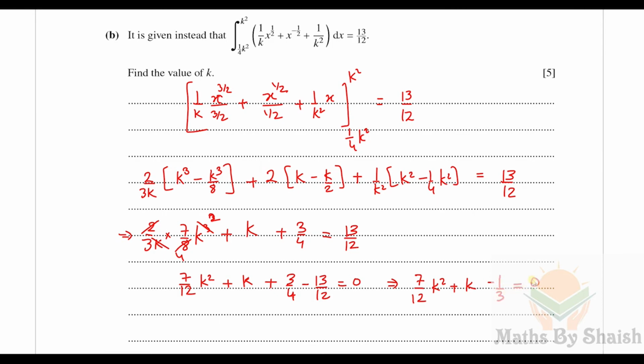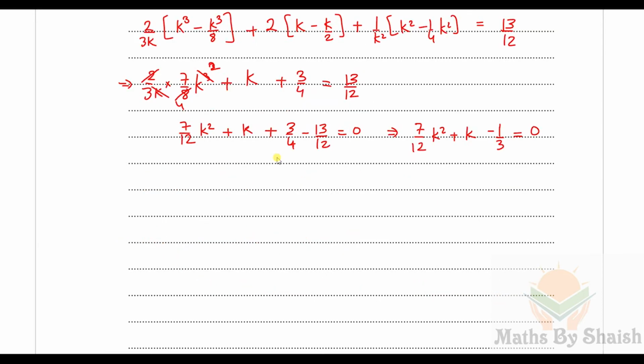Now we will solve a quadratic equation. Before that I'll make this a little bit simpler. I'll multiply everywhere by 12, so I'm left with 7k square plus 12k minus 4 is equal to 0.